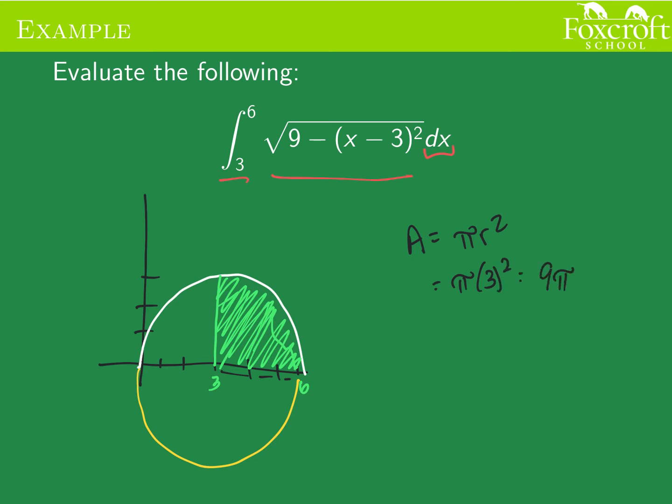So this whole circle would have area 9 pi, but you can see this is just the top right of the circle. So our answer is going to be a quarter of this, 9 pi over 4. So the area under the curve of this specific one, which ends up being part of a circle, is 9 pi over 4.